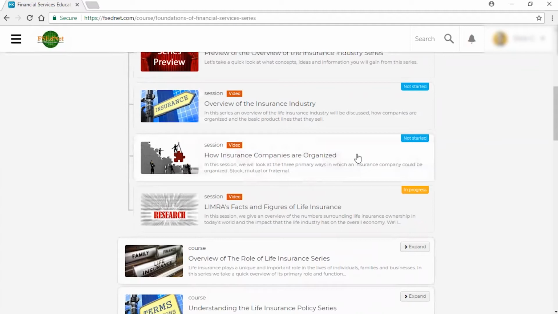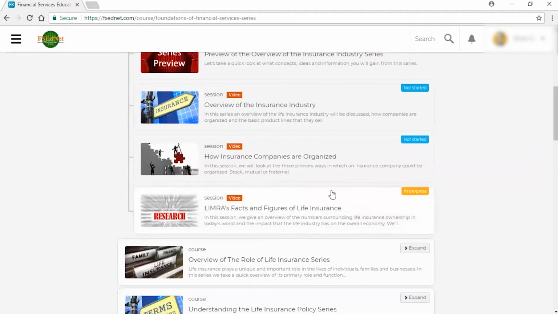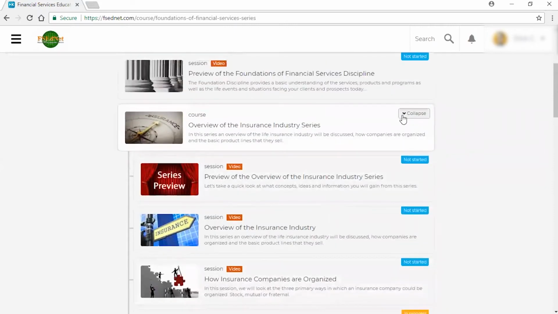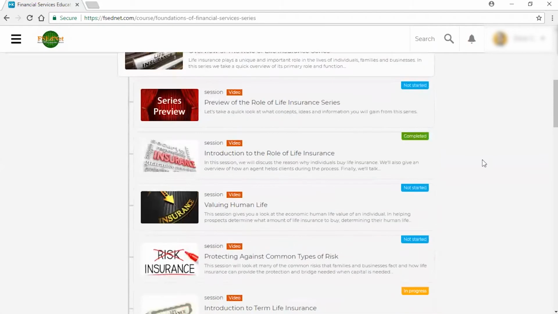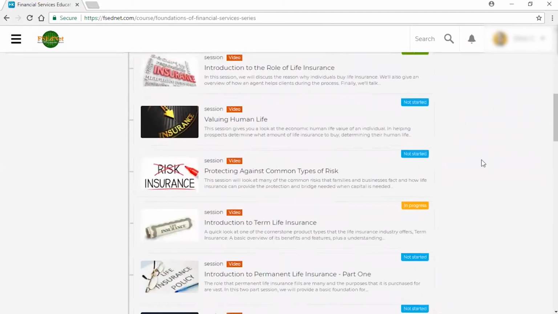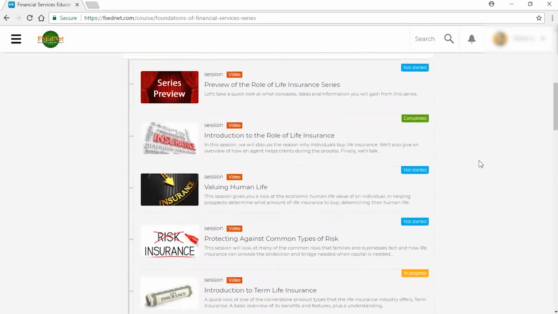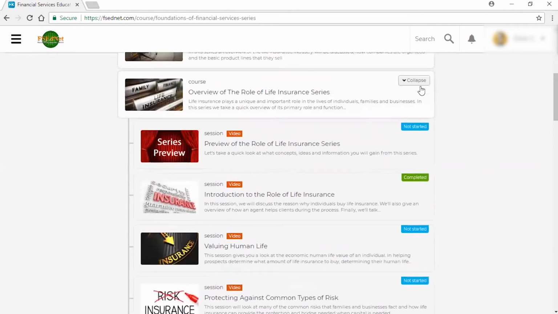Next, we will look at why it's such a good time to be in the insurance industry, with numbers shared by LIMRA. We will then have a few courses on life insurance, starting with understanding the role of life insurance, valuing human life, and protecting against common types of risks. And finally, we will look at the core products sold by insurance companies.